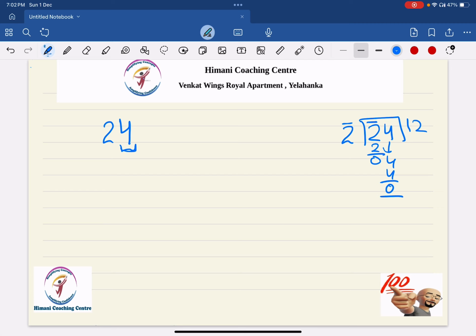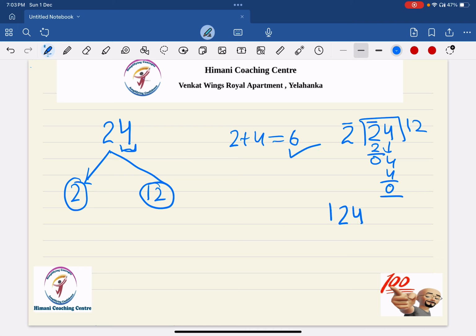So now what have we seen? We are seeing that if you have 2 and you have 12, they both are factors of 24. Now 2 plus 4 is how much? 6. Does it come in the table of 3? Oh yes. Then let us do 24 divided by 3. Now 3 times 8 gives us 24 and the remainder is 0. So we will say okay, 3 and 8 are also factors of 24.